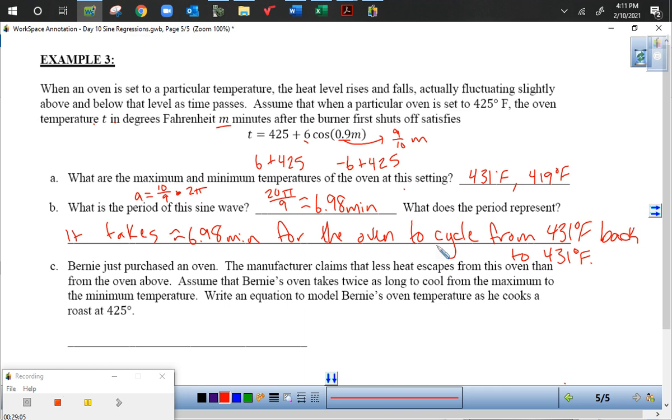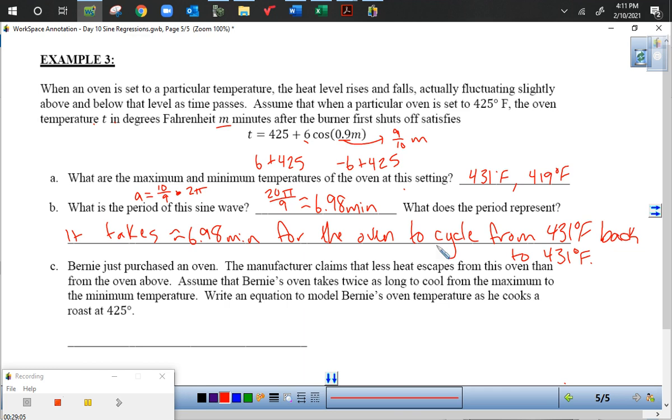Then on this last one, it says Bernie purchased a different oven, and the manufacturer claims that less heat escapes from this oven than from the oven above. So that would mean that your oven would preheat faster, okay, because the heat isn't escaping. But also, it says Bernie's oven takes twice as long to cool from the max to minimum temperature. Okay, if heat isn't escaping, then it'll take longer to cool down if your door is closed, right?